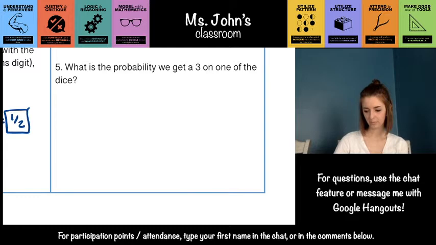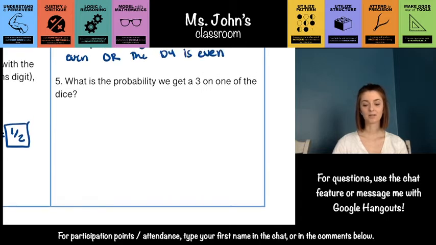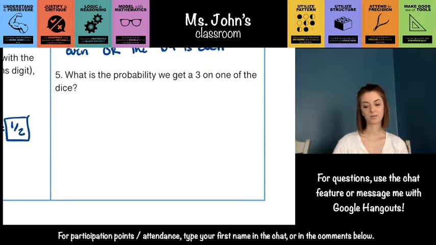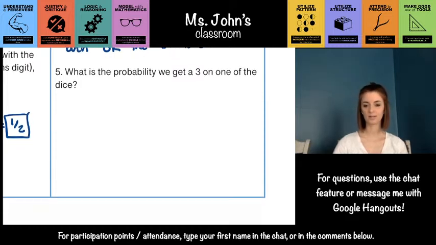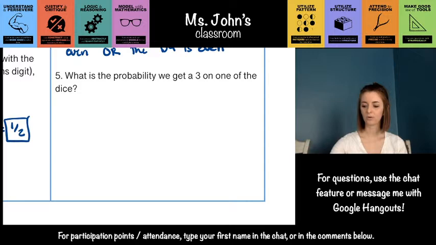Number 5. What is the probability we get a 3 on one of the dice? So I'm just going to rewrite this as an or probability because I can already tell that this is an or situation. We're getting a 3 on one die or a 3 on the other. Our goal here is to get the probability of a 3 on the d6 or a 3 on the d4. So that's the probability we're calculating.